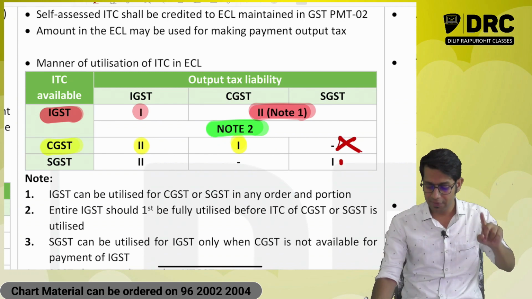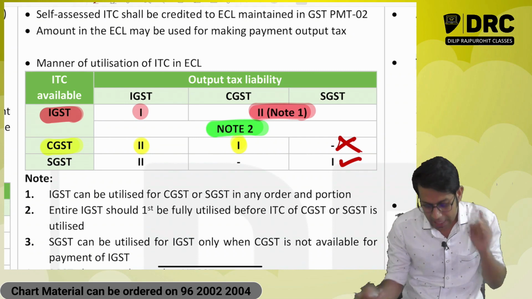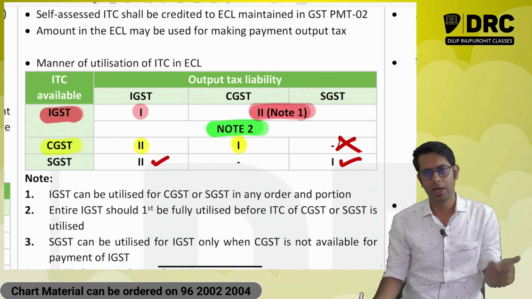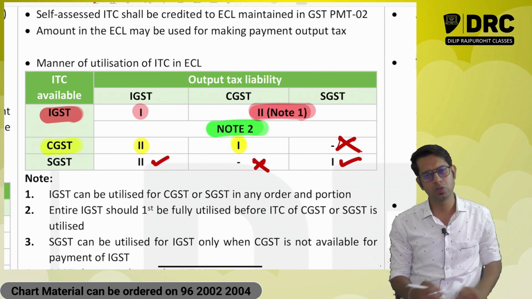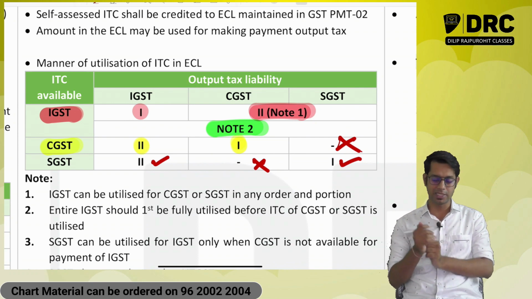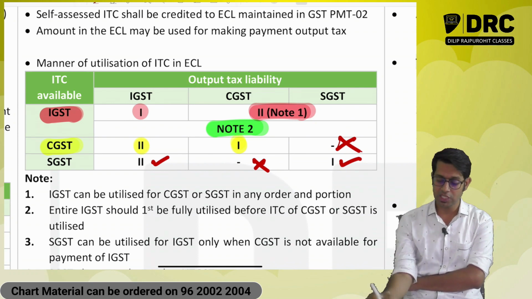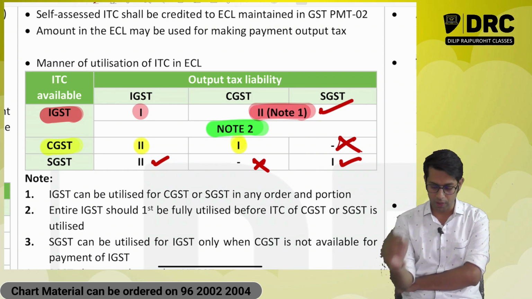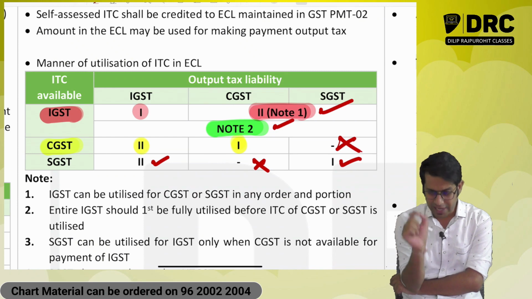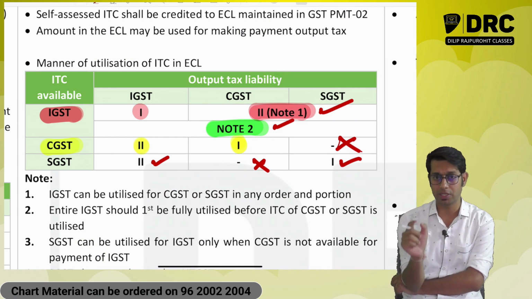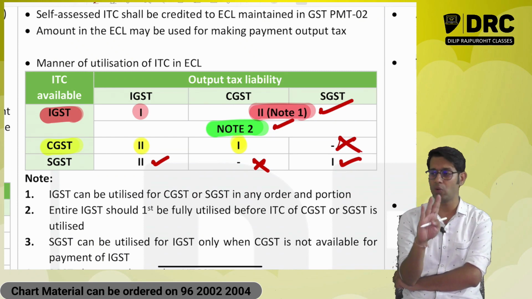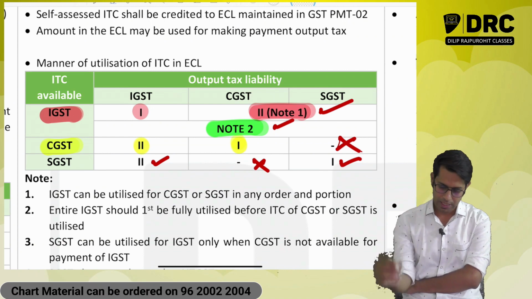Similarly, SGST, first use it for making the payment of SGST, then use it for making the payment of IGST. SGST can never be used for making the payment of IGST. What is important? IGST can be used for paying CGST or SGST in any proportion you want to use it for. And the next more important point is, IGST should be completely utilized. First you should use IGST completely, only then you can go to CGST or SGST.